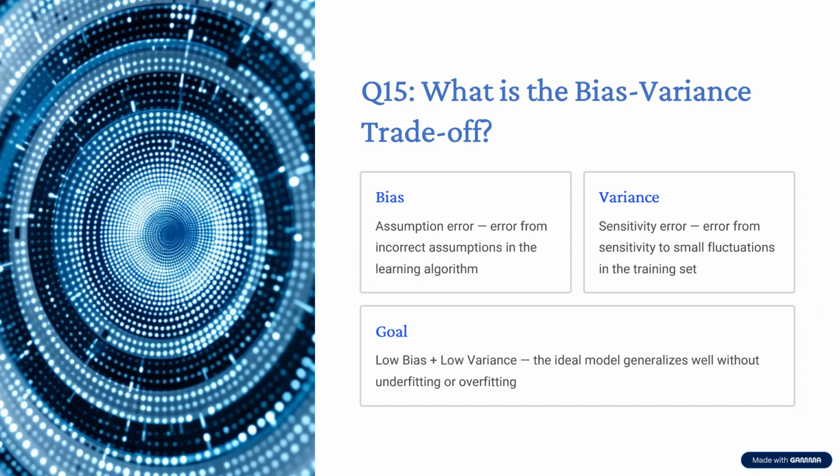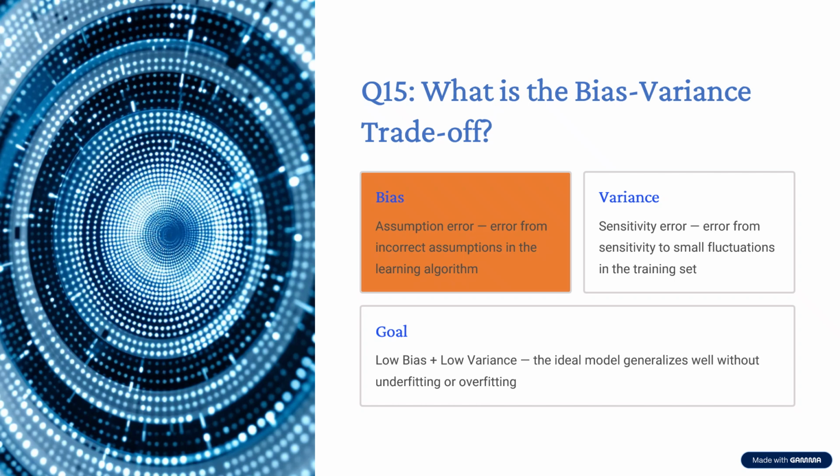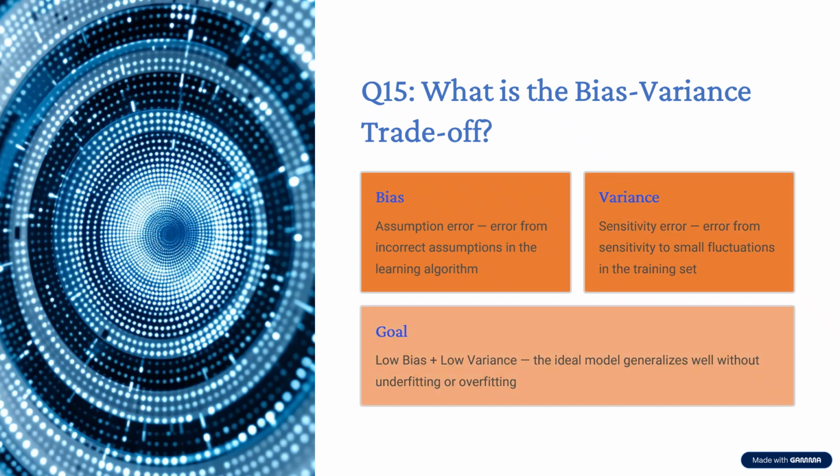It is the balance between underfitting and overfitting to achieve optimal model performance. If your model is too simple, it has high bias, and if it is too complex, it has high variance. So we need to balance where the model performs well on both training and new data.